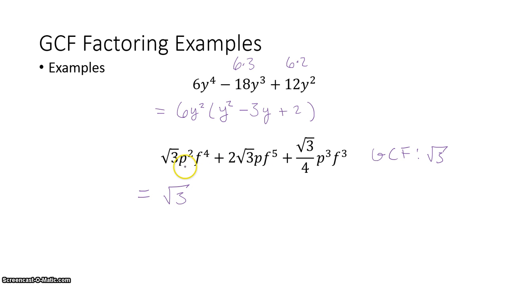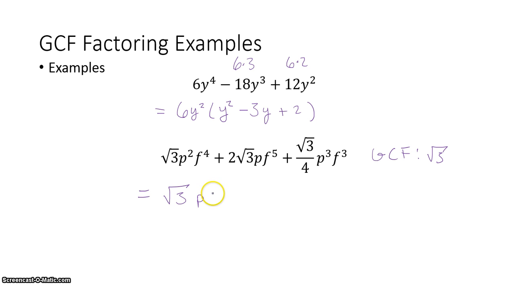Let's look at the p's. First term, I have a p squared. Second, I have just a p. Third, I have a p cubed. So the best I'm going to be able to do in terms of the p's is just take one p out, because again, this needs to divide every term inside this expression.